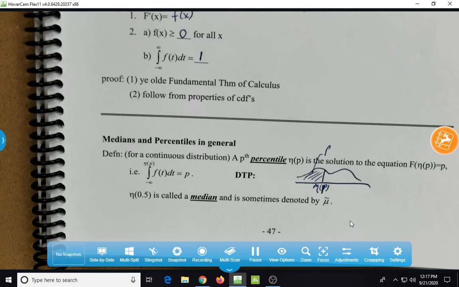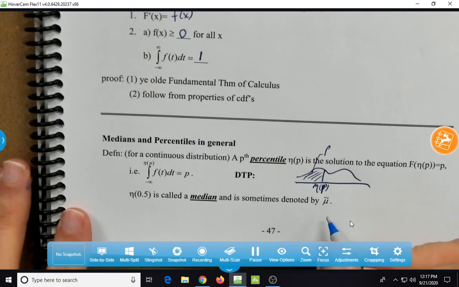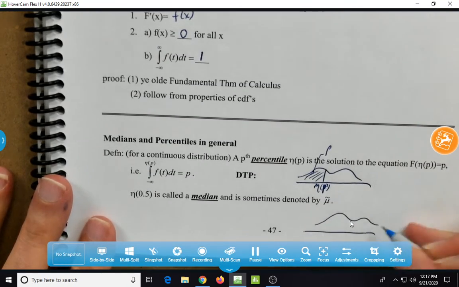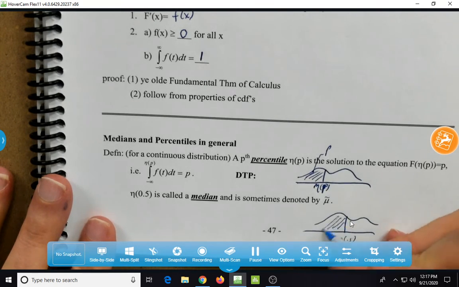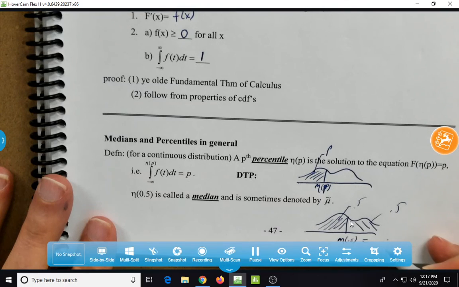Eta of 0.5 is called the median and is sometimes written as mu tilde. So if this was eta of 0.5, the median, you'd have 50% over here and 50% over here, and you might represent that by mu with a tilde over it.